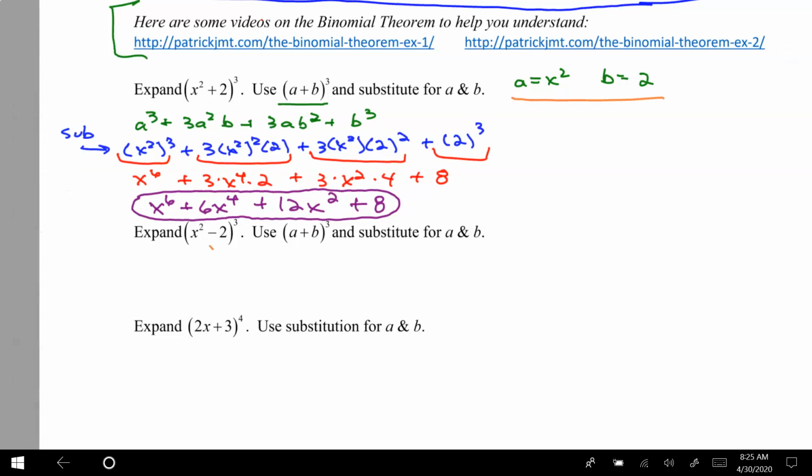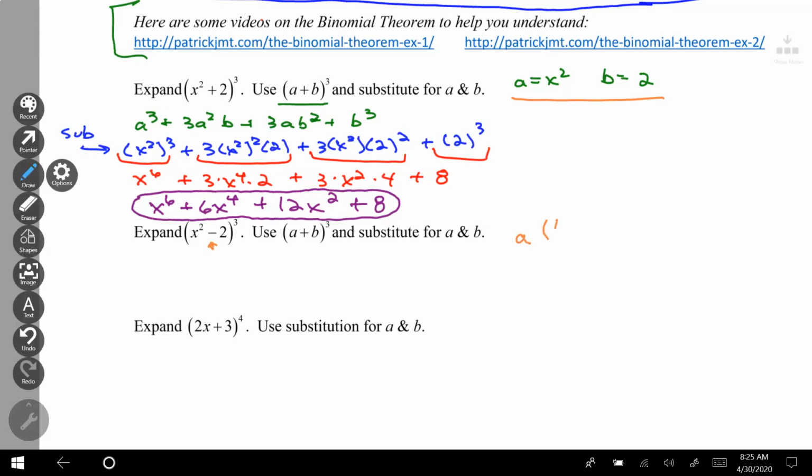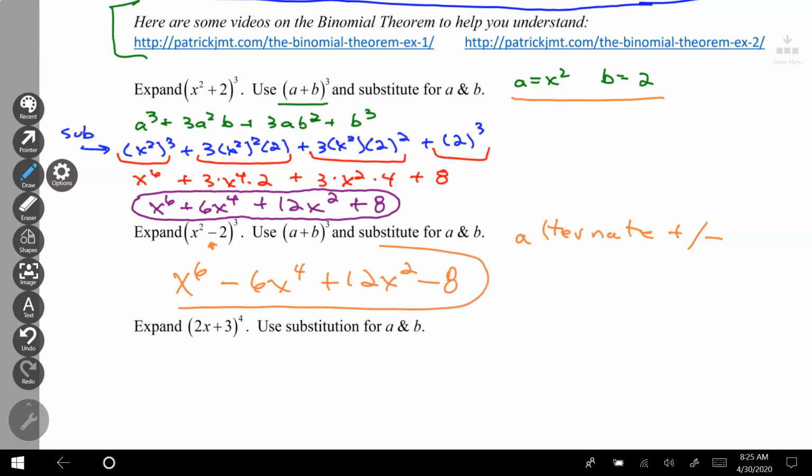How about when I put this minus sign here? Oh, all it does is alternate positive and negative. That's all it does. Don't have to do anything special. Rewrite this: x to the 6 minus 6x to the 4th plus 12x squared minus 8. There we go. I just went positive, negative, positive, negative.